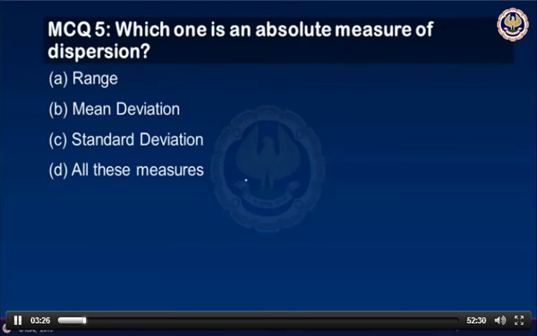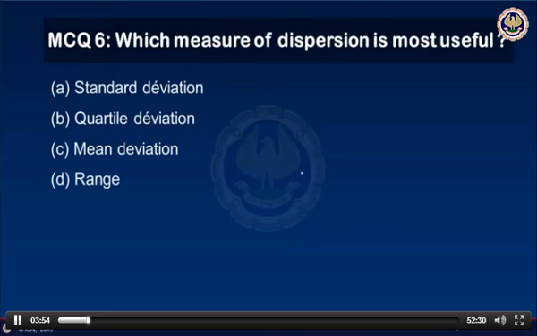Next, the fifth one. Which one is an absolute measure of dispersion? A. Range, B. Mean deviation, C. Standard deviation. Quartile deviation is also not given here. All these, range, mean deviation and standard deviation, are absolute measures of dispersion. So D is the correct answer.